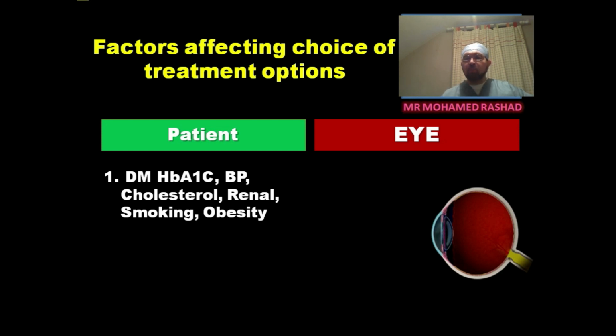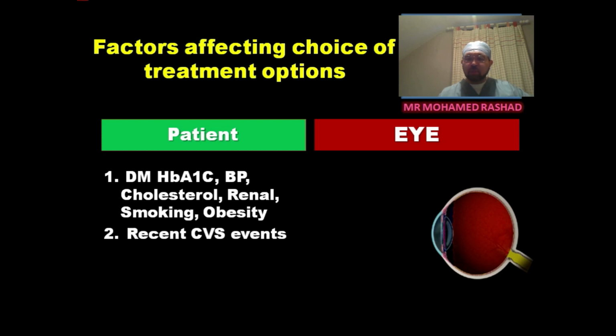The other thing is controlling the blood pressure as well, because blood pressure is a very important factor in the worsening of the diabetic macular edema. The blood cholesterol has to be controlled, and the renal condition has to be assessed as well, because we can see that in some patients, when the renal functions are poor, the diabetic macular edema starts to get worse quickly. Other things like smoking and obesity have to be controlled as well. We can see some of the patients who stop smoking and control their diet have improvement in the diabetic macular edema.